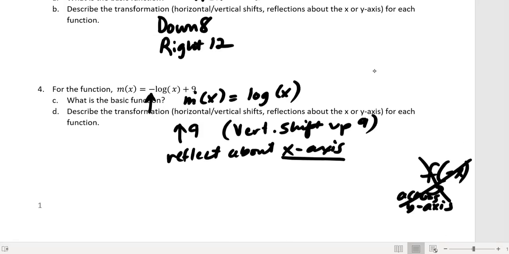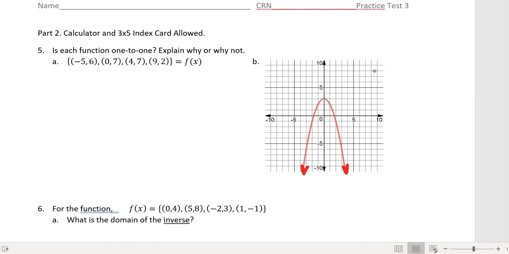Now we're done with that page. Then you're going to turn your test in. And now, yay, part 2. This one you get to use your calculator and a 3x5 index card. Remember, you can use a 3x5 index card and you can write on it both sides. So we have 2 functions. We have function A and function B.